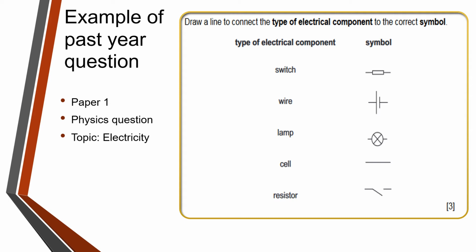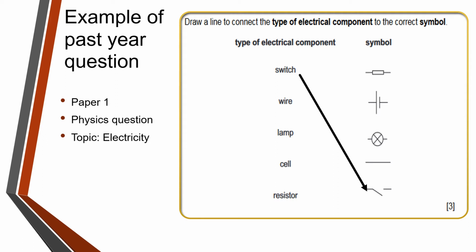Now, this is an example of a paper 1 physics question on the topic electricity. The question goes like this. It says, draw a line to connect the type of electrical component to the correct symbol. So, students are required to know the correct symbol for the electrical component. For example, the correct symbol for switch will be this one.